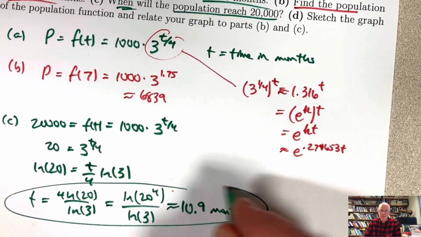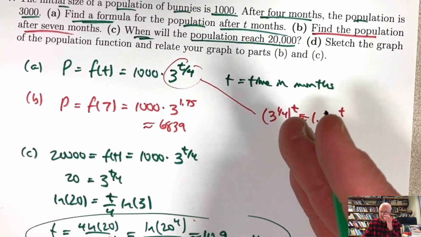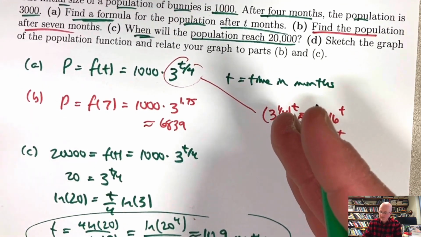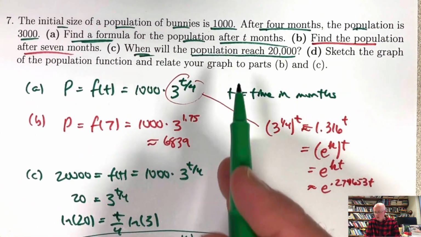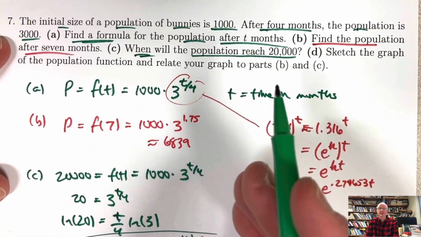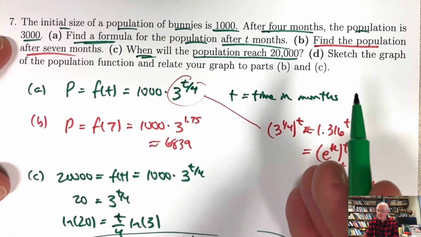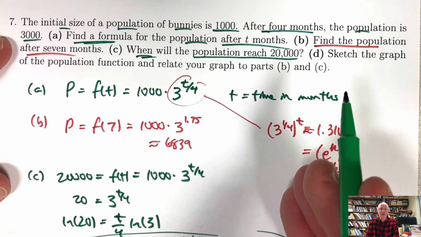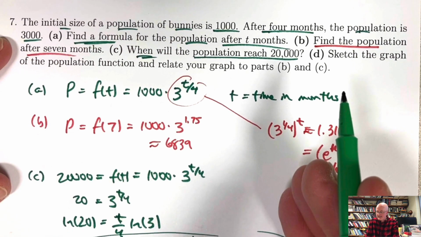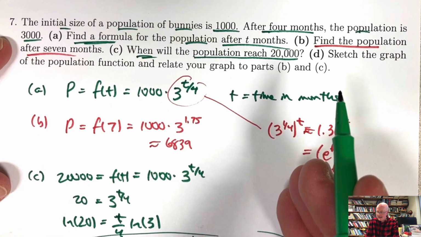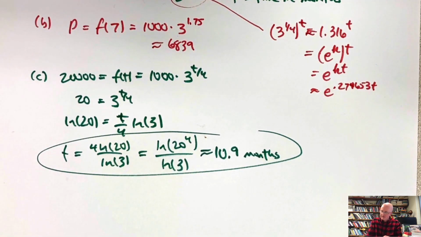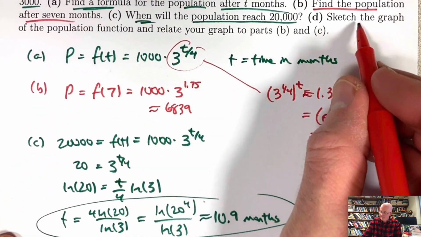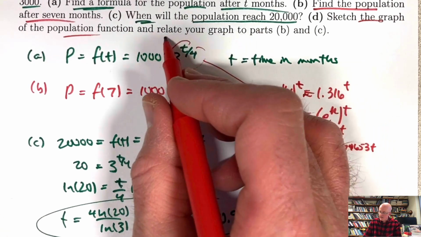Of course, all this is assuming this model is accurate long into the future. It may not be. 10.9 months, does that make sense? After 4 months, it's 3,000. After 8 months, it's 9,000. After 12 months, it would triple again from 9,000 to 27,000. Yes, the answer has got to be between 8 and 12 months, and it is. It's about 10.9 months.